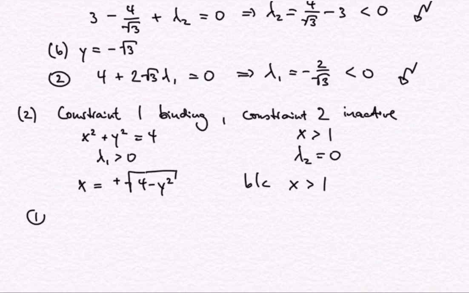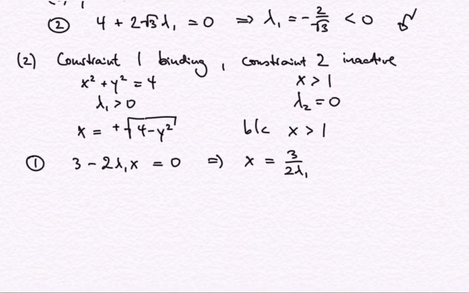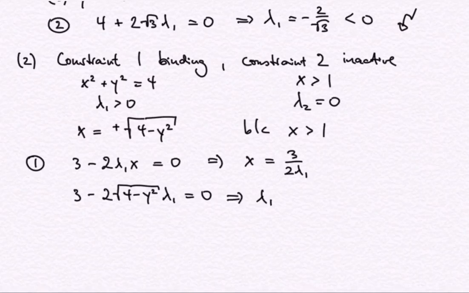So with this I go into the first condition, 3 minus 2 lambda 1 x equal to 0, because lambda 2 is equal to 0. I can thus write x is equal to 3 over 2 lambda 1. I'm going to use this later. I can also write, because I have x is equal to the positive square root of 4 minus y squared, 3 minus 2 times the square root of 4 minus y squared times lambda 1 is equal to 0. And this gives me an expression for lambda 1 in terms of y, namely 3 over 2 times square root of 4 minus y squared.